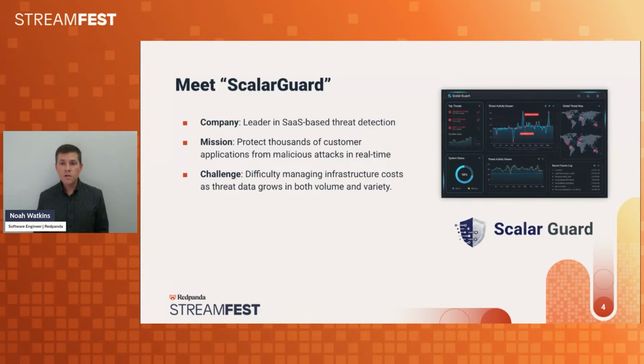To set the stage, I want you to meet a fictional company named ScalarGuard. Their mission is critical. They provide a security platform that protects thousands of businesses from malicious actors trying to gain unauthorized access to sensitive systems. To do this, they rely heavily on streaming data between their systems and the systems that they protect. But as we'll see, not all streaming data is created equal.